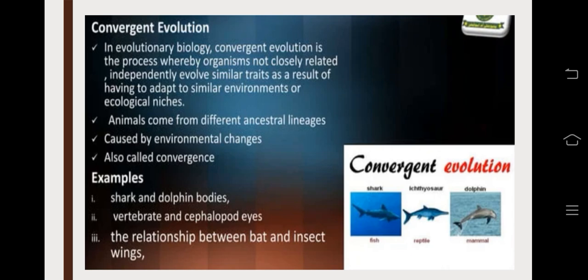Examples: shark and dolphin bodies, vertebrate and cephalopod eyes, the relationship between bat and insect wings. Convergent evolution: shark, ichthyosaur, dolphin.